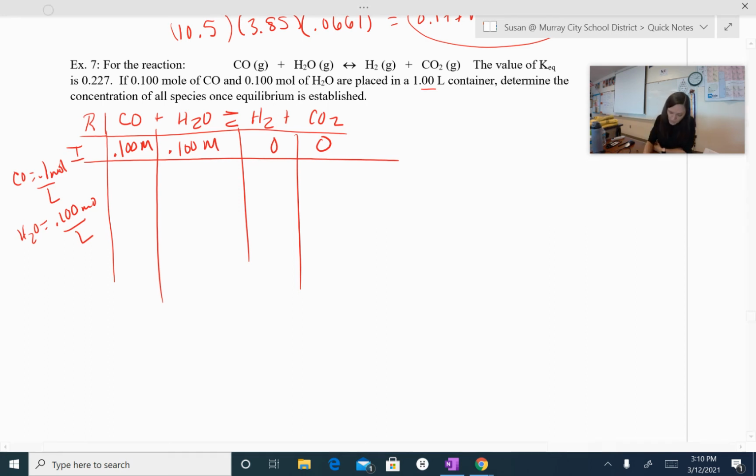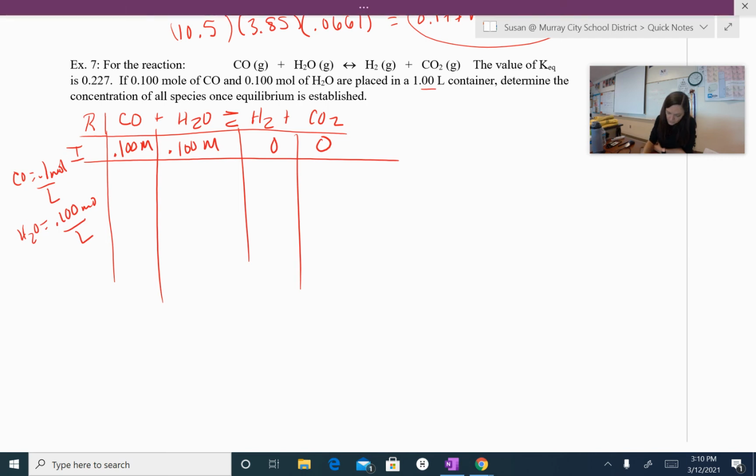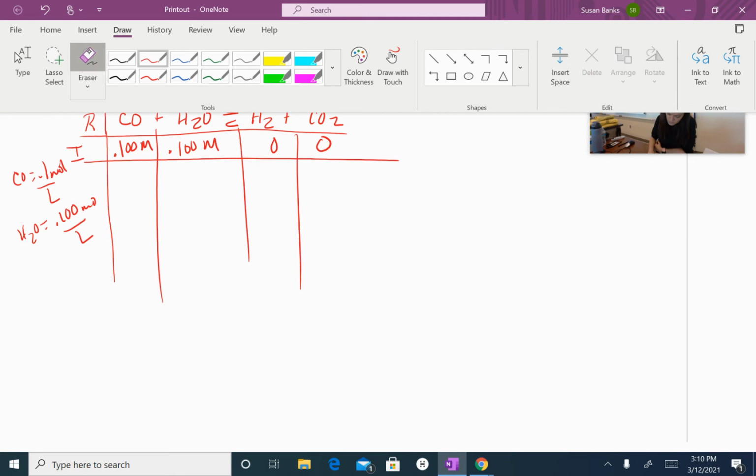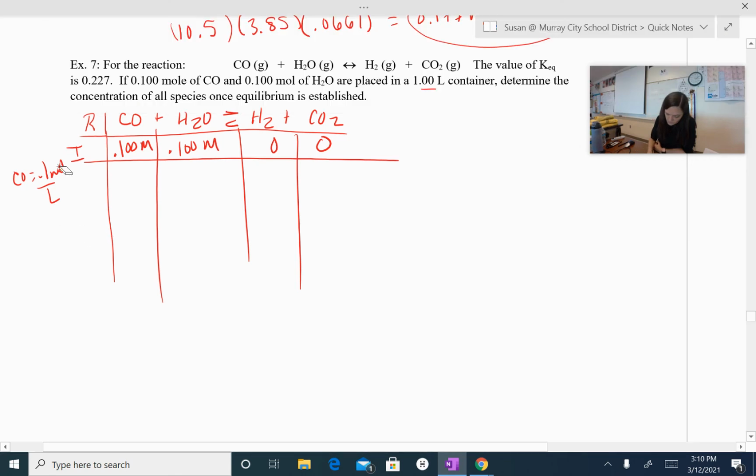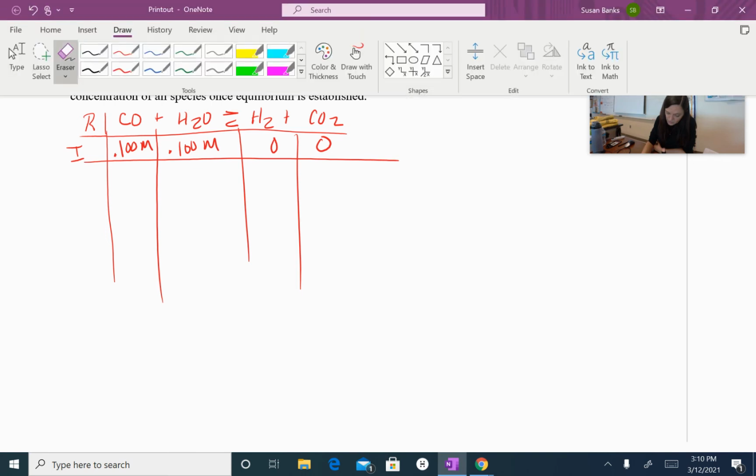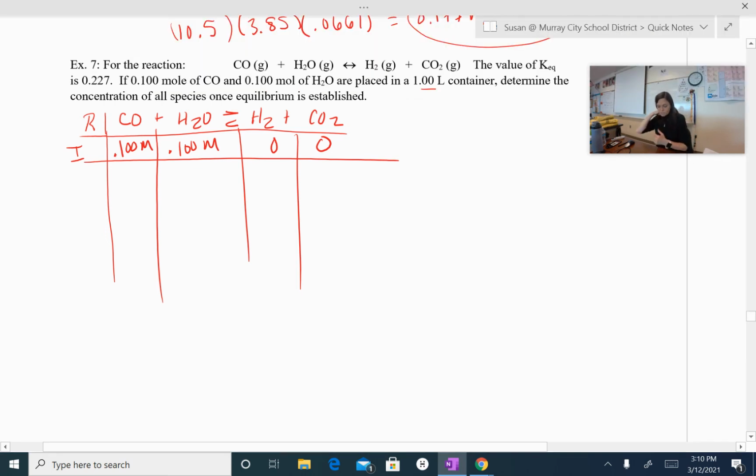Okay, I just totally messed up. So this is going to kind of get in the way, so I'm going to get rid of this. But just know that we always have to get our concentration in molarity. So 0.1 in 1 liter.